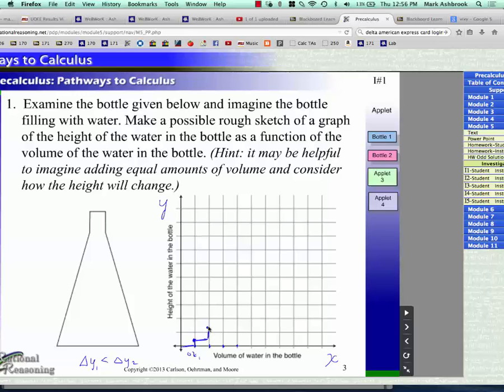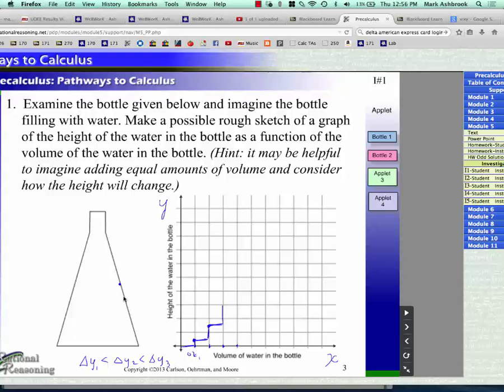Then we're going to add another little amount of water, the same as before, and we're going to get some change. First of all, what will happen to the height? Up, down, or stay the same? It'll go up. The amount that it goes up, is it more or less than the previous amount, delta y2? More again, because the bottle keeps getting narrower. So delta y3 is bigger than delta y2.